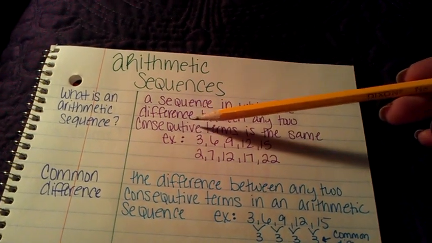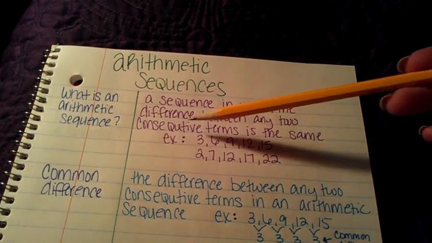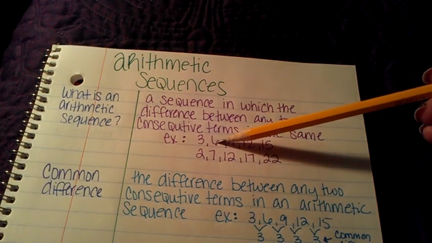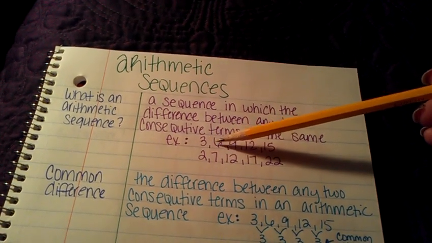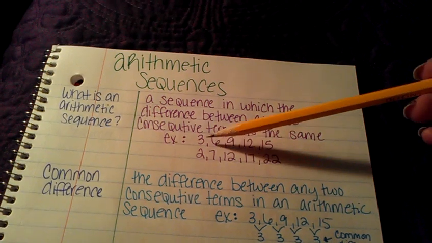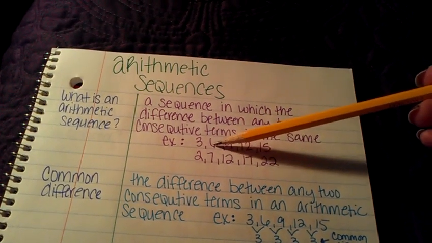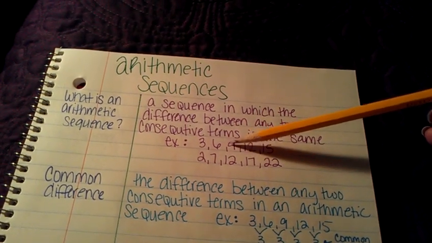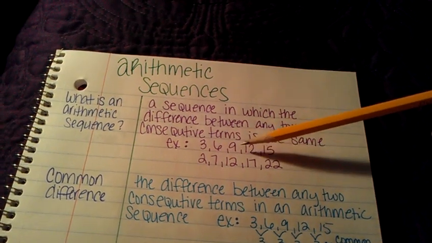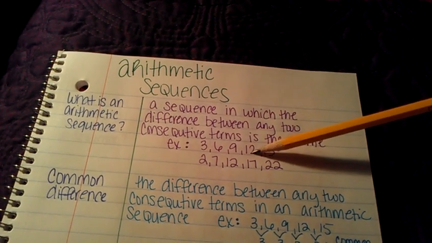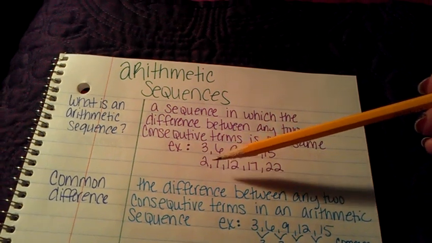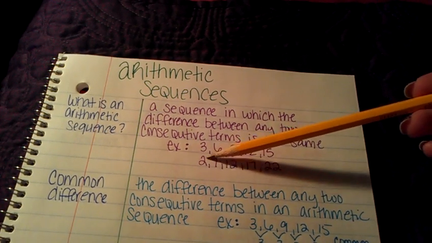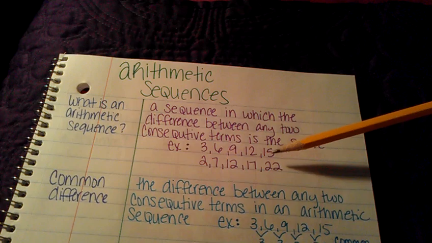Okay, the difference between any two consecutive terms. So if 3 and 6 are my consecutive terms, and I want to find the difference between those two, 6 minus 3 is 3. My second and third, 9 minus 6 is 3. 12 minus 9 is 3. 15 minus 12 is 3. Here's an example of another arithmetic sequence. 2, 7, 12, 17, 22.